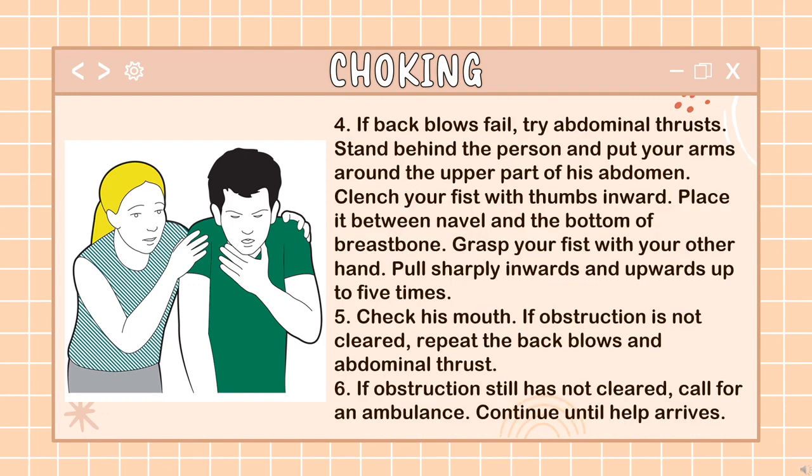If back blows fail, try abdominal thrusts. Stand behind the person and put your arms around the upper part of his abdomen. Clench your fist with thumbs inward. Place it between navel and bottom of breastbone. Grasp your fist with your other hand. Pull sharply inwards and upwards up to 5 times.